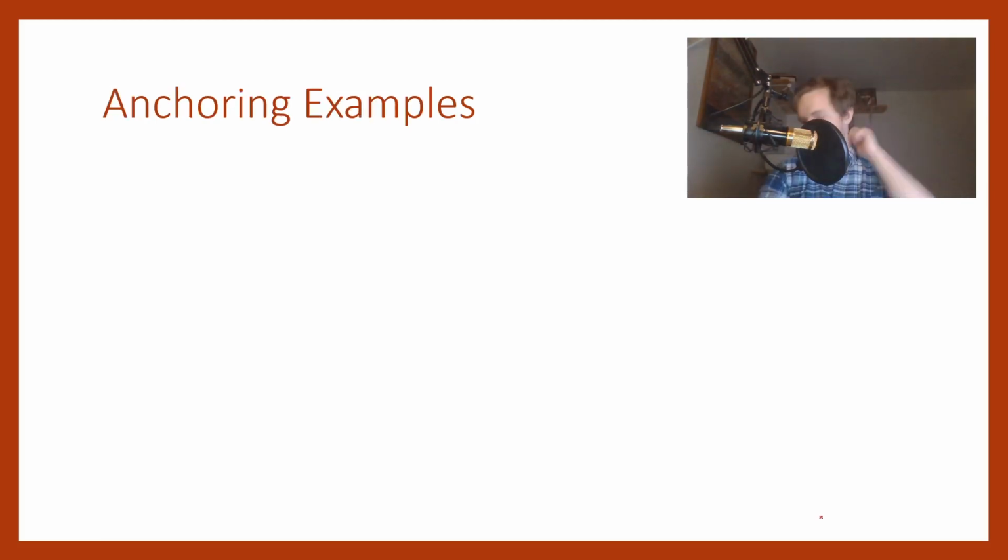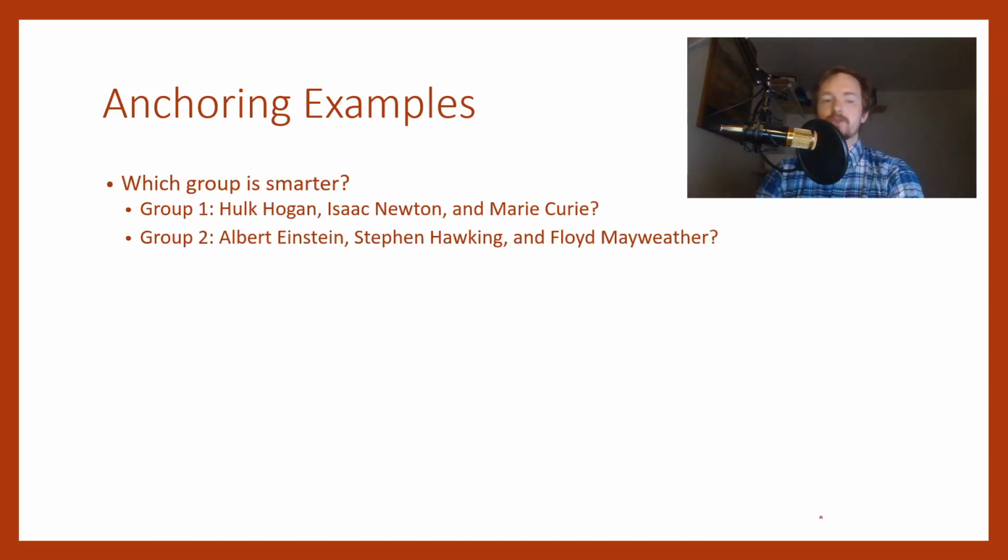Another example here is if I were to ask you which of these two groups is smarter. So if we were to combine their IQs, which of these is going to be the highest group? Is it group 1, which is Hulk Hogan, Isaac Newton, and Marie Curie? Or is it group 2, Albert Einstein, Stephen Hawking, and Floyd Mayweather? So usually when I ask this in the classroom, or ask questions like this in the classroom, people will usually say that group 2 is a little bit smarter than group 1.